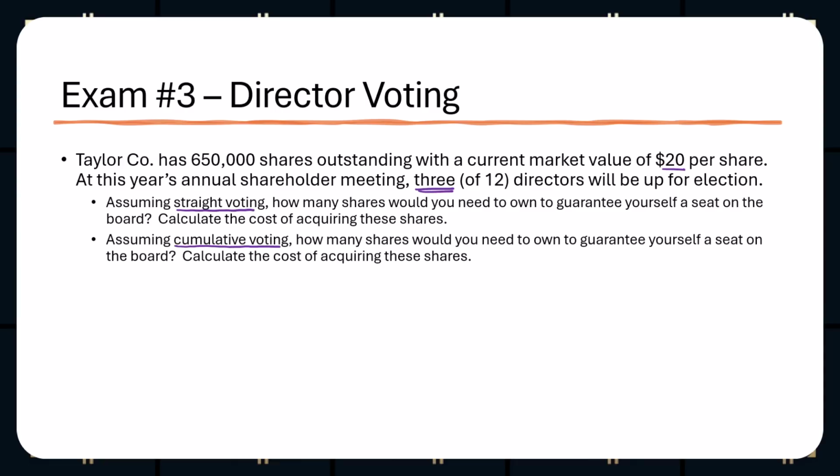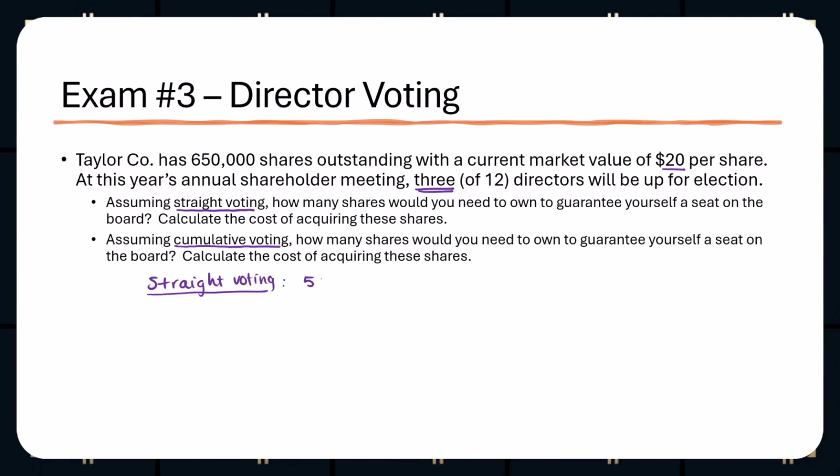Well, when we're trying to evaluate the number of shares required using straight voting, we don't need to know the number of directors that are up for election in a particular year. Why? Well, because we need 50% of the shares outstanding plus one more to guarantee ourselves a seat on the board under this type of director voting.